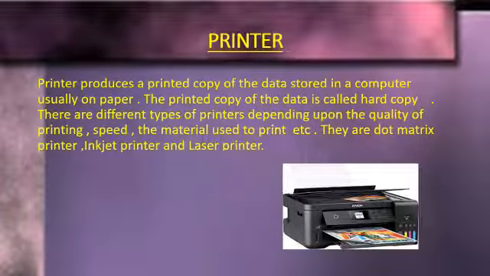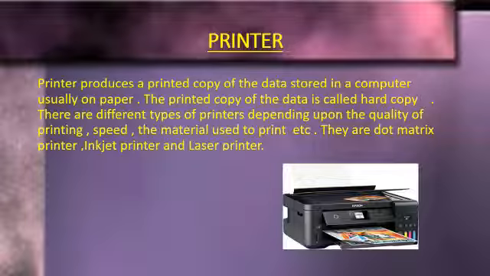Printer. Printer is another important output device of the computer. It produces a printed copy of the data stored in a computer, usually on paper. The printed output is called hard copy. There are different types of printers depending upon the quality of printing, speed, the material used to print, etc. They are dot matrix printer, inkjet printer and laser printer.